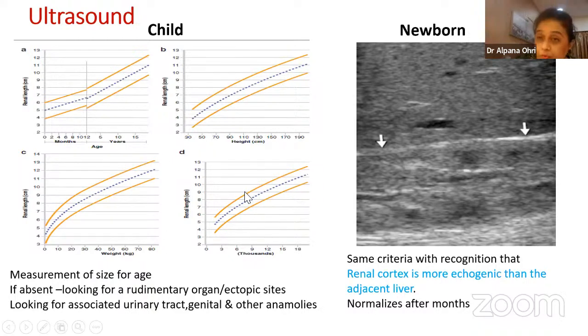Now, when we come to newborn sonography, there is one additional layer of complexity. In the newborn kidney, the cortex is more echogenic, as can be appreciated, than in normal bigger children. And this increased cortical echogenicity is physiological, which gets corrected after a few months.